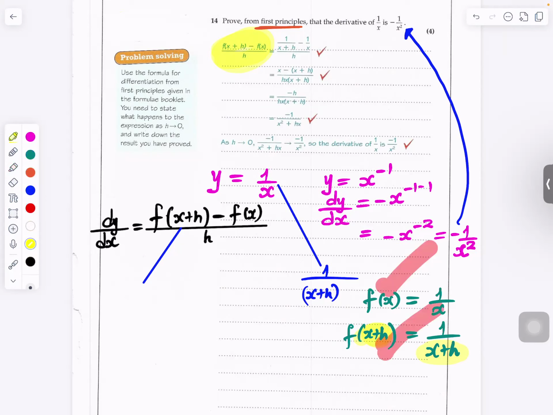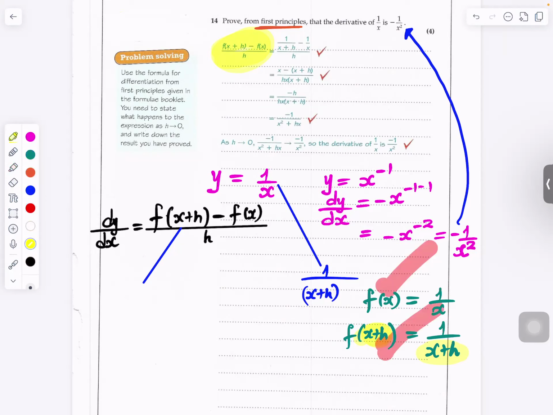So the common denominator is x bracket x plus h. And that will give me x there. That will give me minus x plus h. Are you happy with that so far? Yes, sir. For that subtractive fractions, okay.